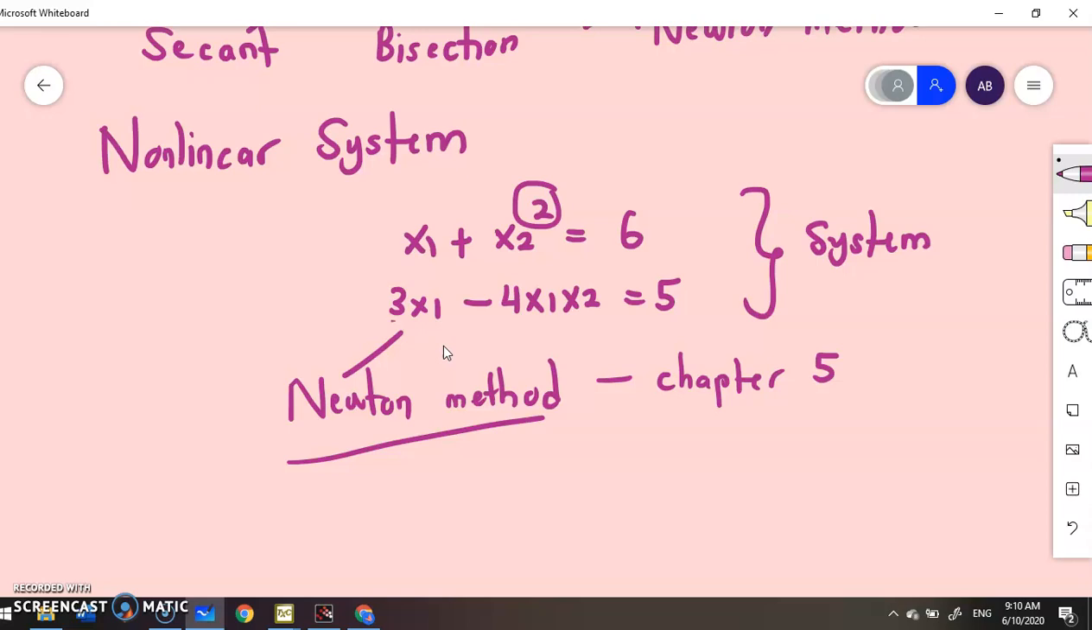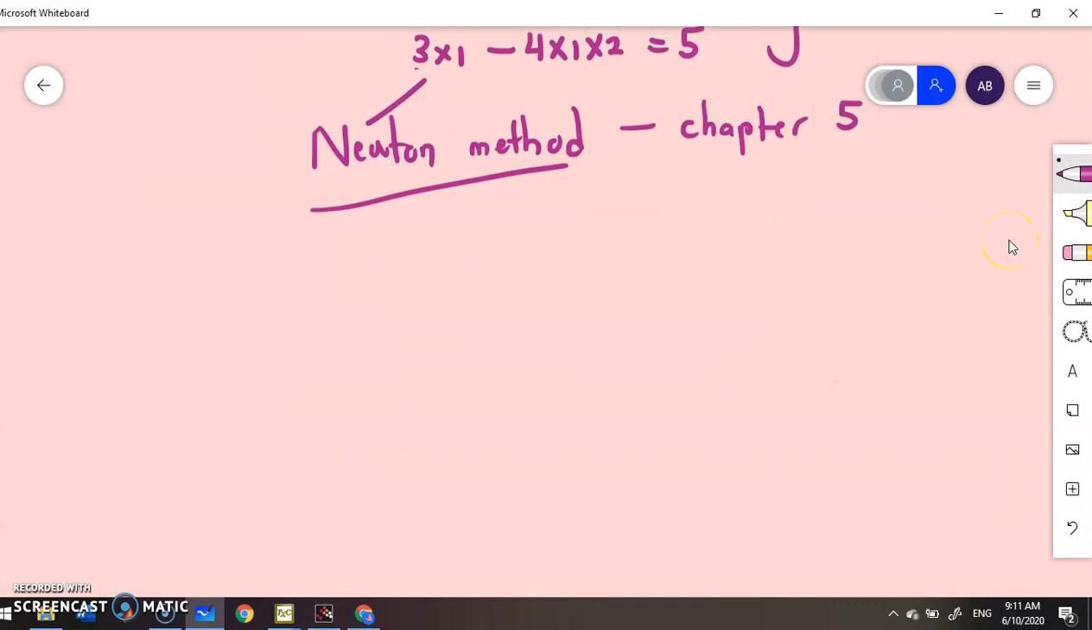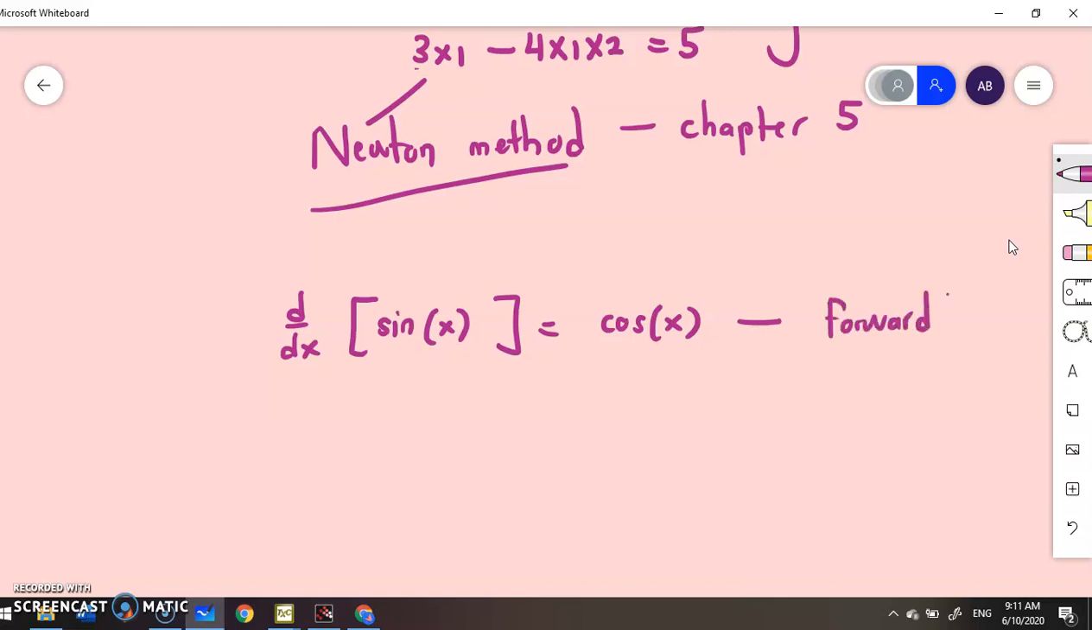Also, there's one thing that I didn't say. If you have a differential equation such that d over dx of sine x, how do you solve this? This is very easy, right? The answer is cos x. But what if you have a very difficult derivative that you need to solve? I can also solve this using forward and central difference formulas that you will learn in chapter 7.